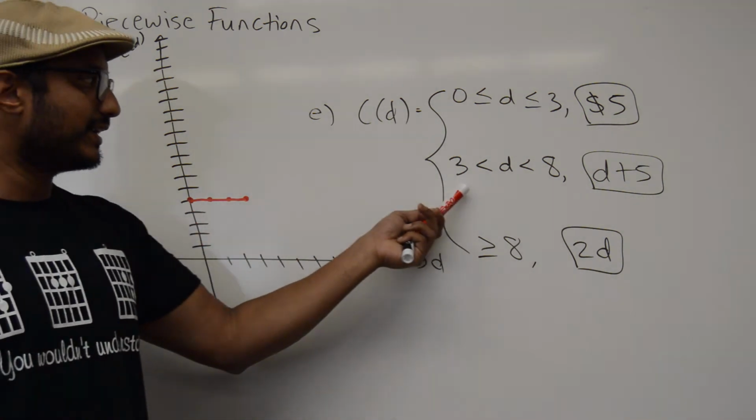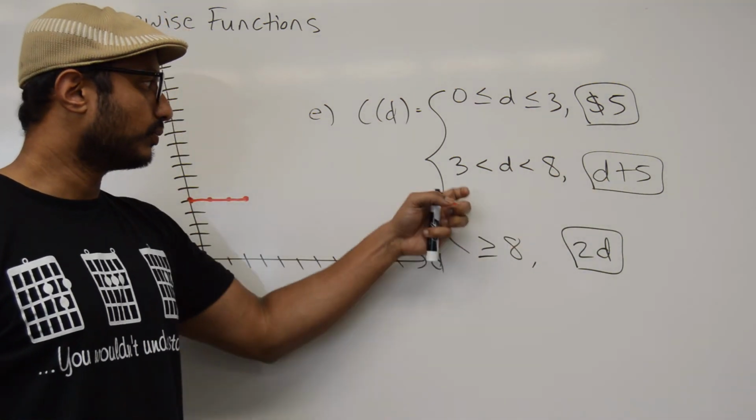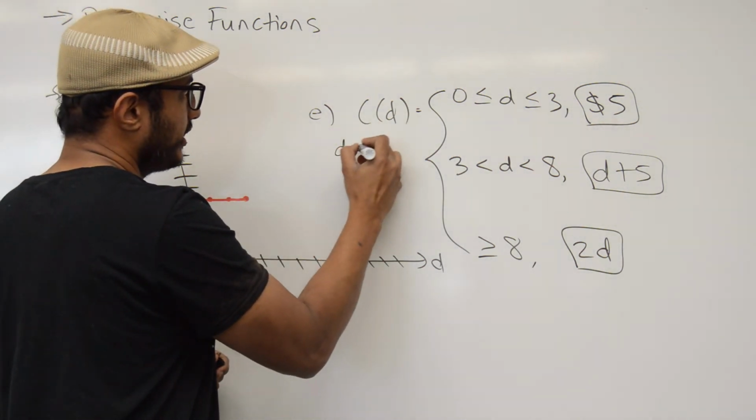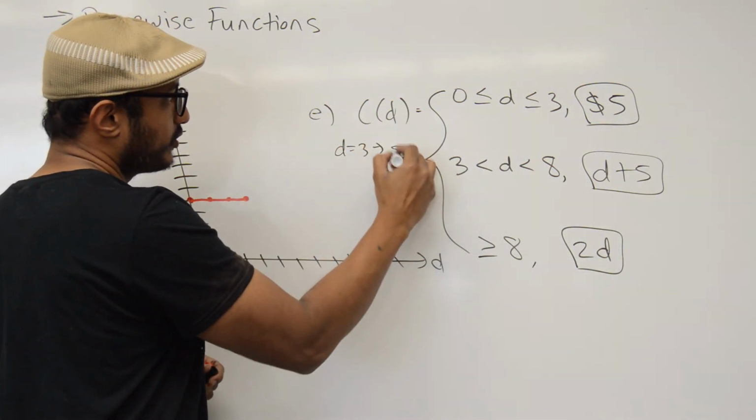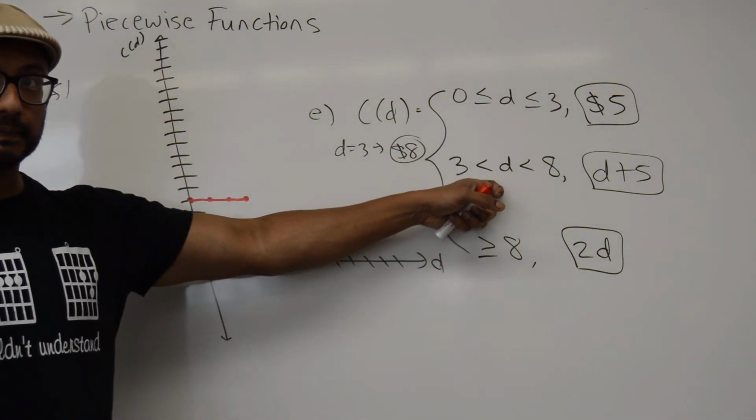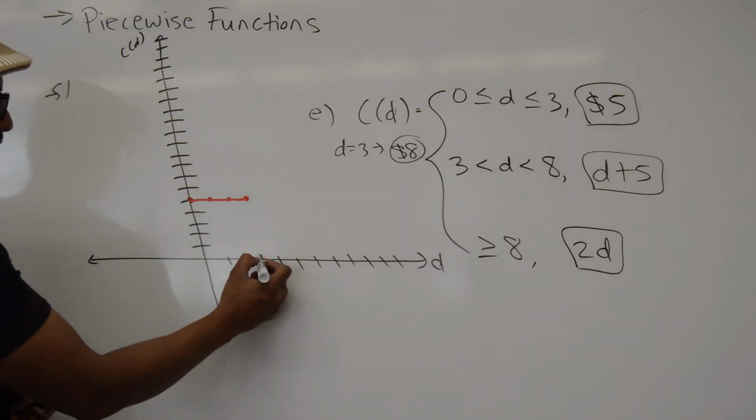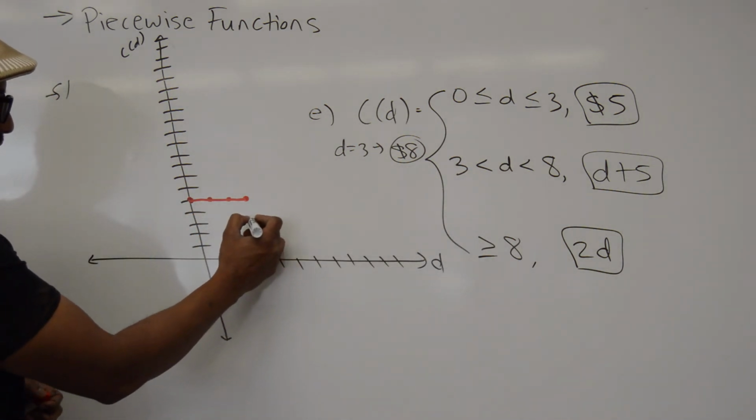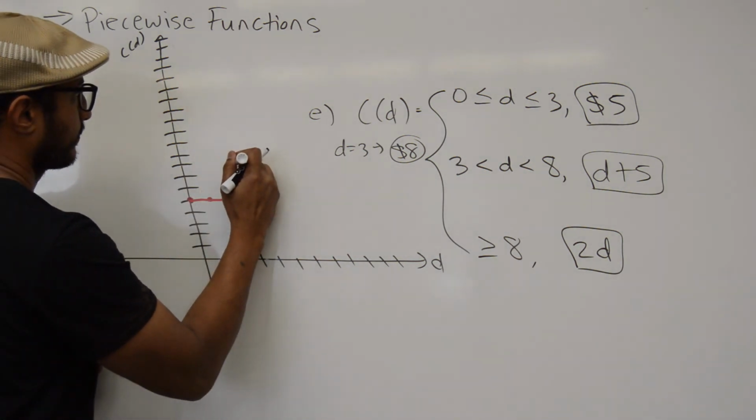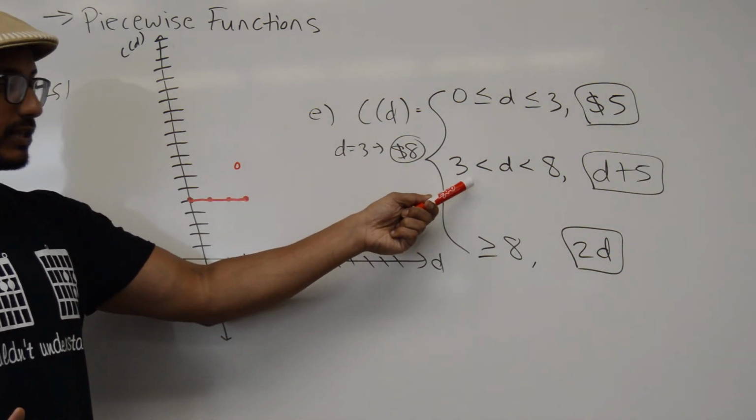What about between 3 and 8? Between 3 and 8, your cost is D plus 5. So if you use D equals 3, then the cost is D plus 5, which is $8. Okay, but it's not included. Okay, 3 is not included in this. So at 3, I'm going to still go to 8. So 1, 2, 3, 4, 5, 6, 7, 8. But I'm going to put an open circle there. So this tells me that the D value of 3 is not part of that function.